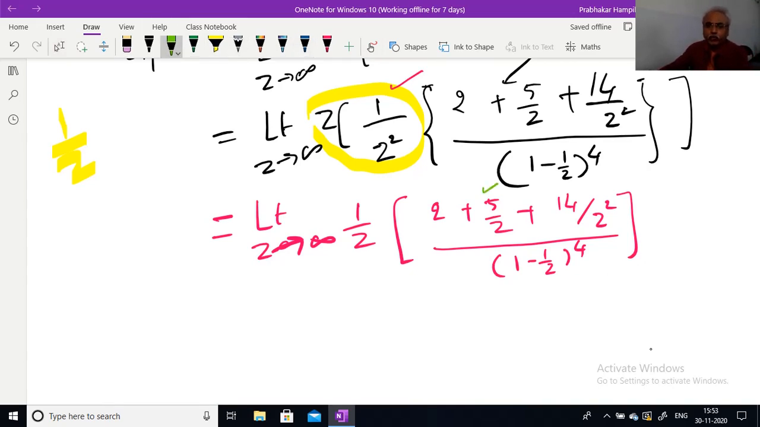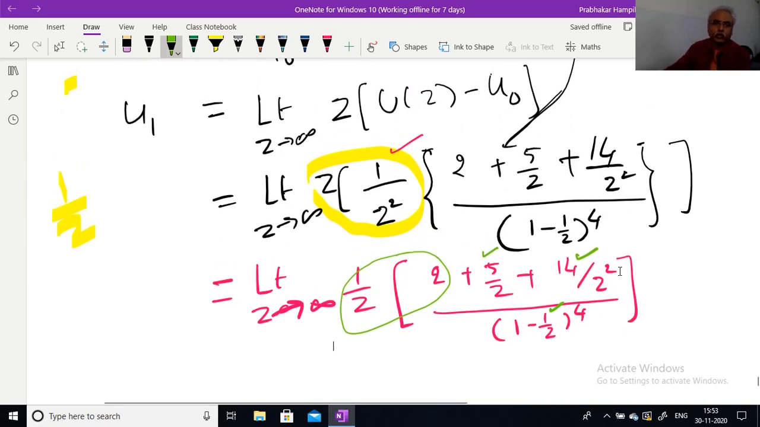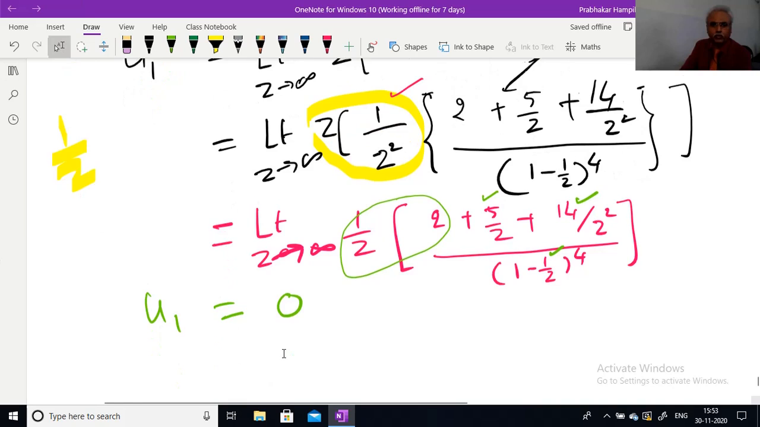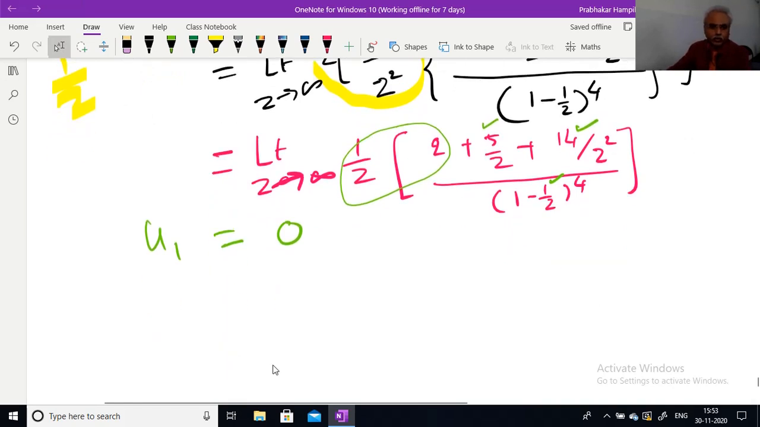Now this is 5 by infinity, 0; 14 by infinity, 0; 1 by infinity, 0. At last this becomes 2 by infinity also 0. That is what we are calculating. We are calculating u1. So u1 also becomes 0 in this case. So in this case both u0 and u1 became 0. This example, many times such examples are asked.